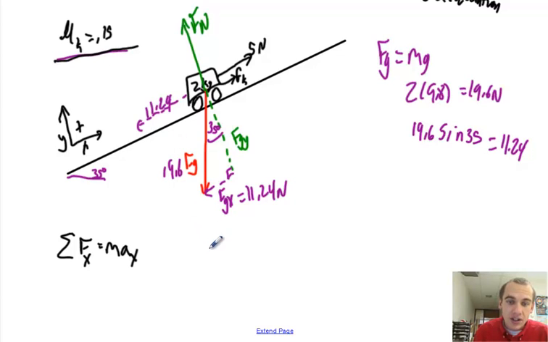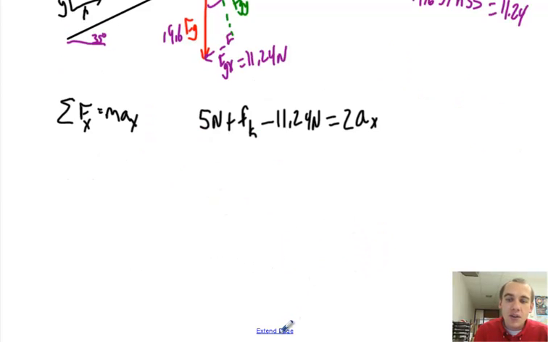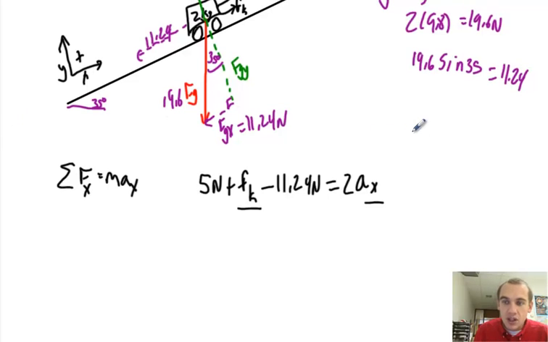In the x direction I have 5 newtons acting up the ramp, plus kinetic friction acting up the ramp, minus the force due to gravity, which we just calculated to be 11.24 newtons, down the ramp, equal to mass, the 2 kilograms, times its acceleration, which is what I'm trying to find. I have all this information and I want to get acceleration. Well, I need to know a little bit more about my kinetic frictional force. There's another relationship I know for kinetic friction: kinetic friction equals the normal force times the coefficient of kinetic friction.